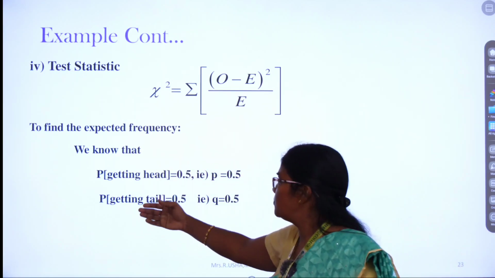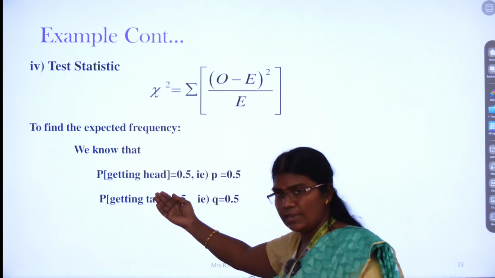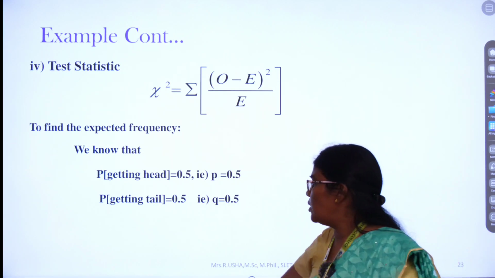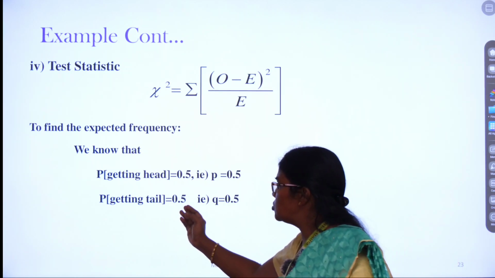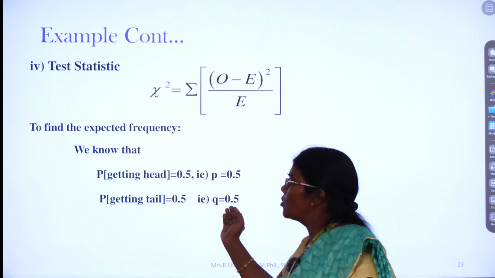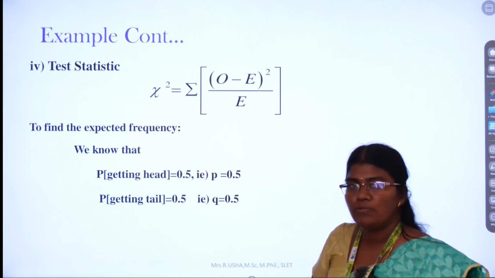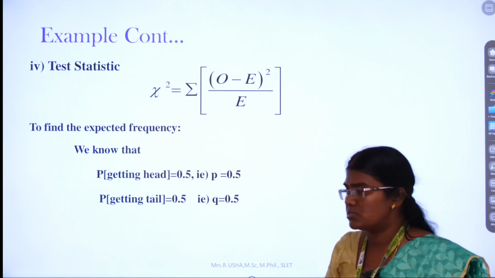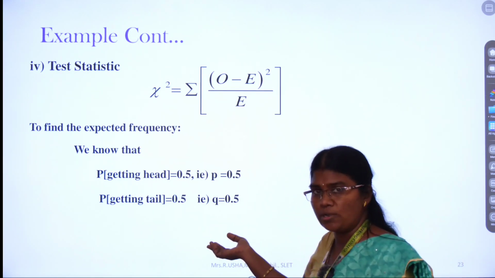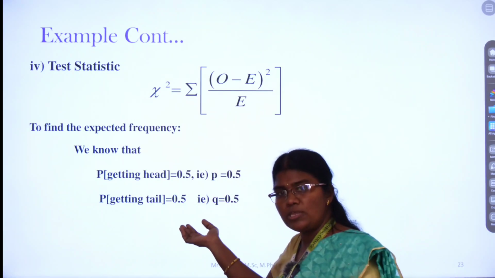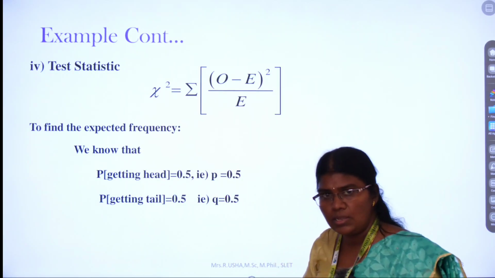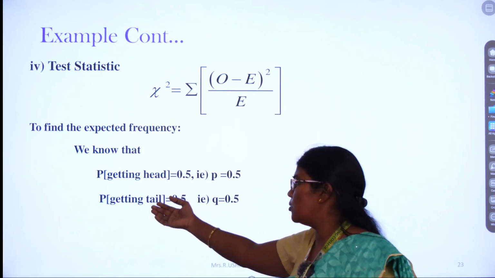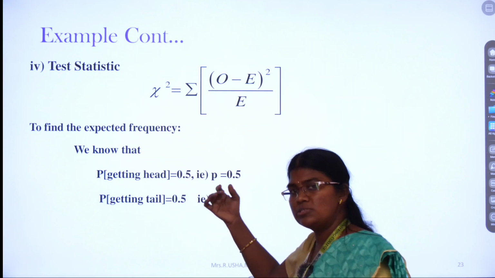We know that the probability of getting a head is 0.5, that is we assume P equal to 0.5, and the probability of getting a tail will be 0.5, that is Q equal to 0.5. Already we know that the total probability will always be equal to 1, that is half failure and half success. Here for tossing a coin, the outcomes are head and tail, and the possibility of getting a head is 1 by 2, that is 0.5, and the possibility of getting a tail is 1 by 2, that is 0.5.